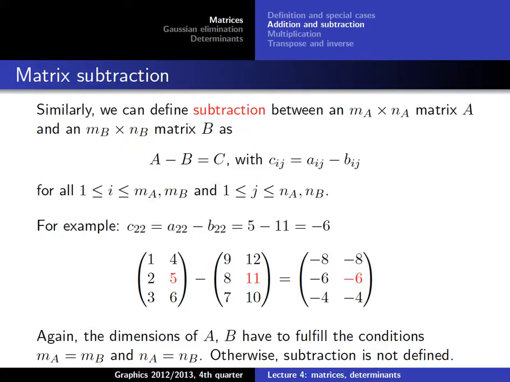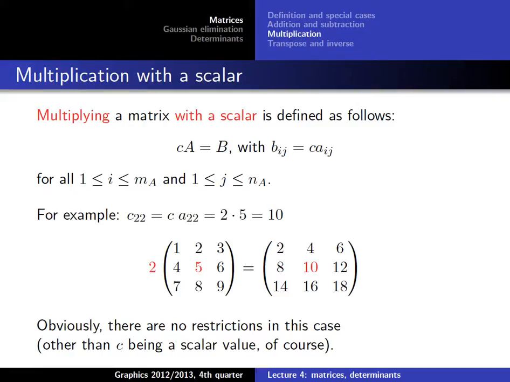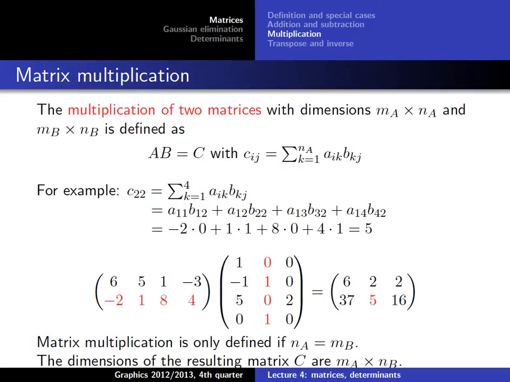It's defined in the same way as addition, only that we subtract the values. And then, of course, we also have the multiplication with a scalar value, which is similar to the vector case, where we just multiply each coefficient of the matrix with this scalar value. So, for example, if we have the value 5 here, and we multiply it with the scalar value 2, then it becomes 10, and all other values, so for example, 1 becomes 2, are also multiplied with the scalar value. So this is again a pretty simple and obvious definition.